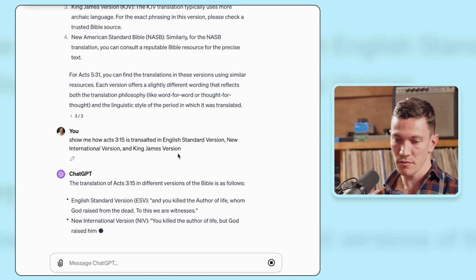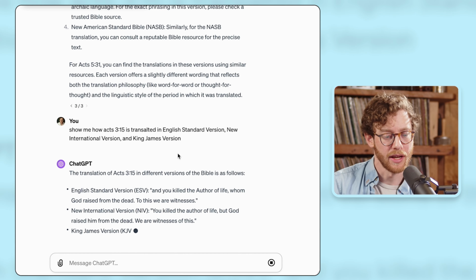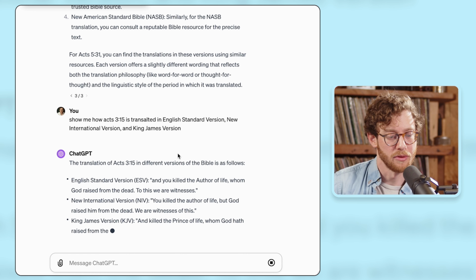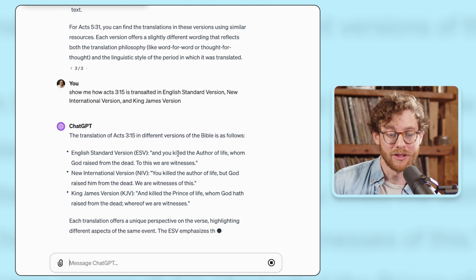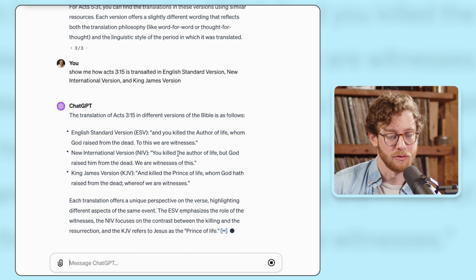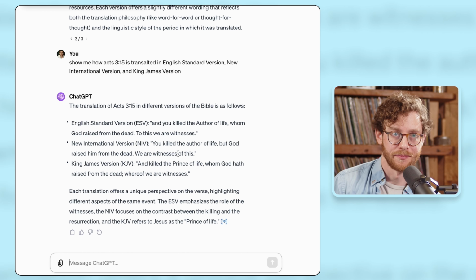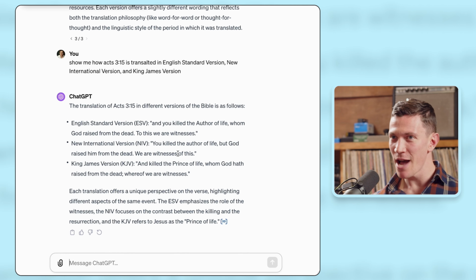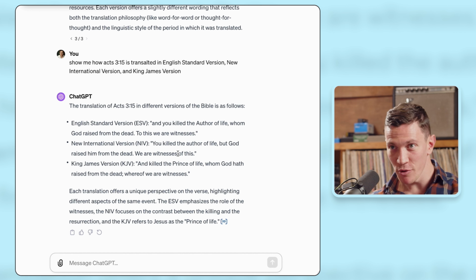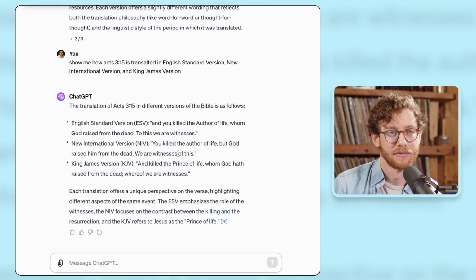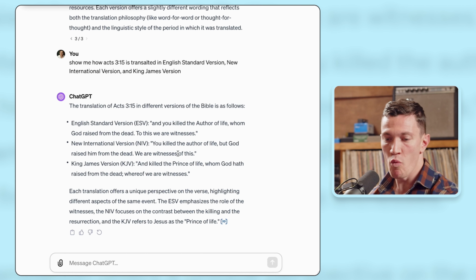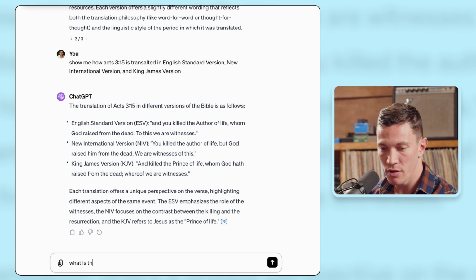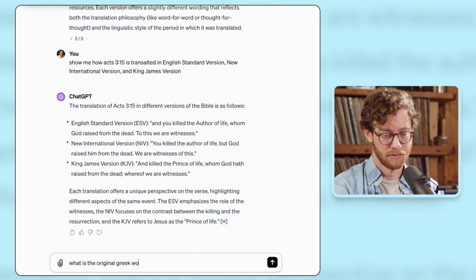Here we go. You killed the author of life, whom God raised from the dead. You killed the author of life, but God raised him from the dead. And you killed the prince of life, whom God hath raised from the dead, whereof we are witnesses. Author, prince. How could author and prince be the same word? An author is someone who sits in a room and writes. A prince is somebody who leads. So now we ask, okay, what's going on there? What is the original Greek word for the word author and prince?